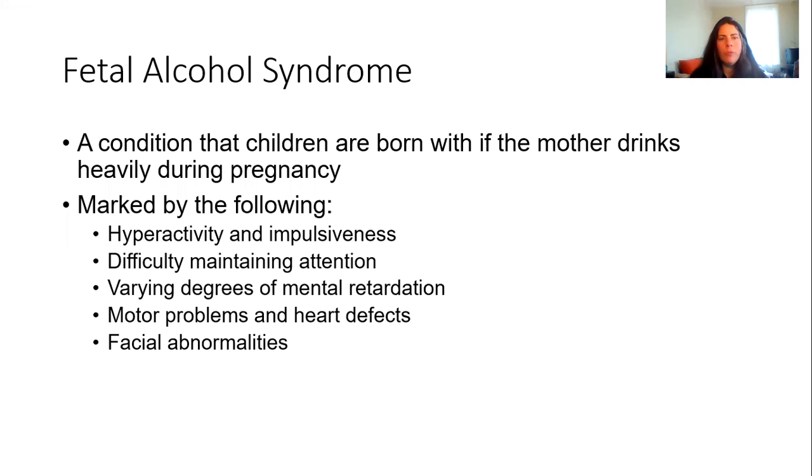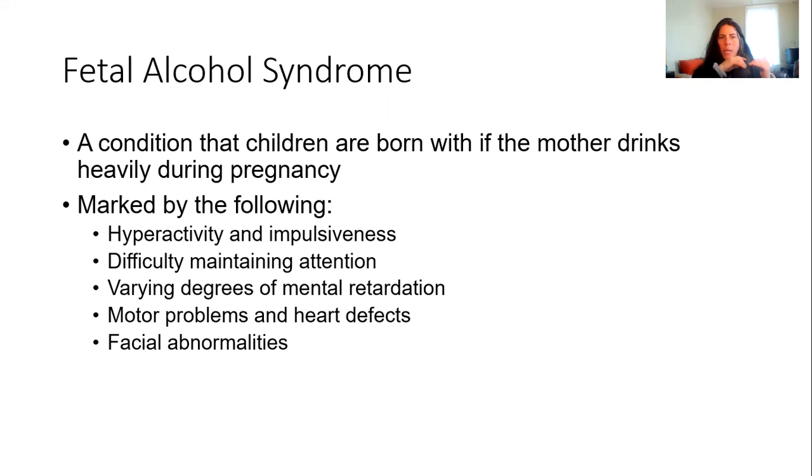Fetal alcohol syndrome, for example, is a condition that children are born with if the mother drinks heavily during pregnancy. And the influence of drinking at different stages of pregnancy are outlined in the text. And you can see how the effects are much worse when it's earlier on in development. But the behavior of the mother is going to influence the behavior of the offspring.